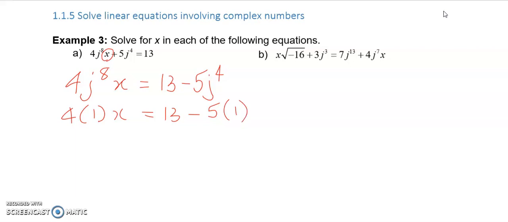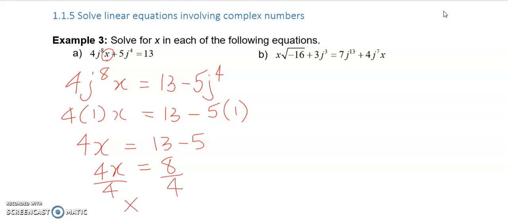So really what your equation becomes, 4 times 1 times x is 4x, is equal to, on the right-hand side, you're going to have 13 subtract 5 times 1 is 5. So you have 4 times x is equal to 13 minus 5 is 8. Divide both sides by 4. And the solution to this equation appears to be x is equal to 2. And if you wanted to, you could plug that back into the original equation to verify, and that should be your solution.